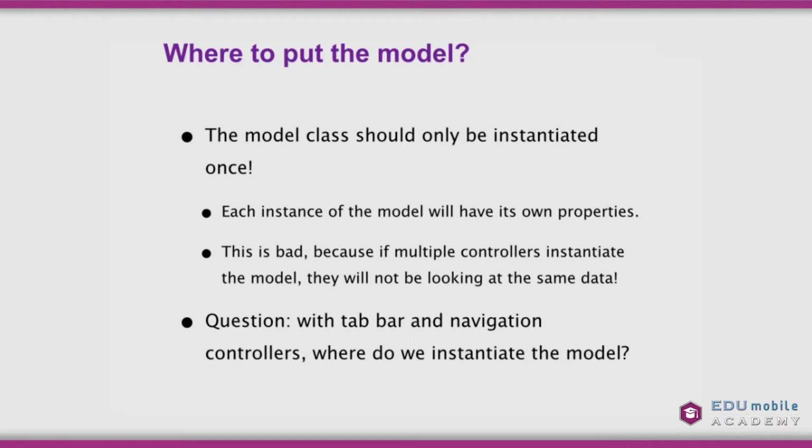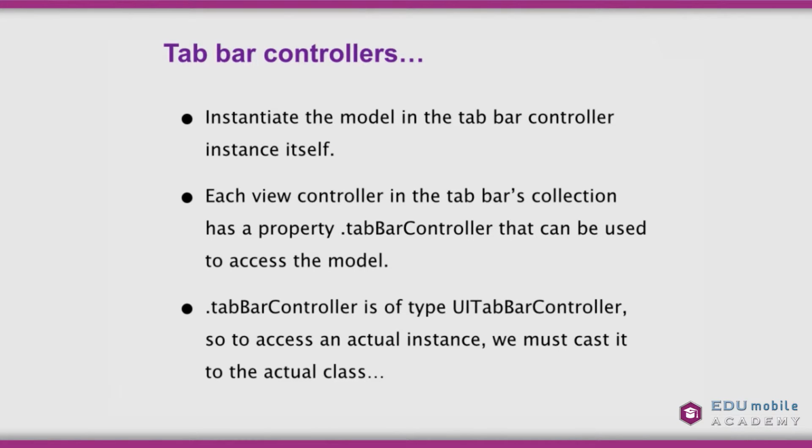So the question is, with tab bar controllers and navigation controllers that contain many other controllers, where do we instantiate the model? Well, with tab bar controllers, we instantiate the model in the tab bar controller instance itself. And this means that we're going to need to subclass the tab bar controller in order to put a model property in it. Each view controller in a tab bar collection, though, has a property tabBarController of type UITabBarController that can be used to access the properties of that tab bar controller, including a model that we might instantiate within it.